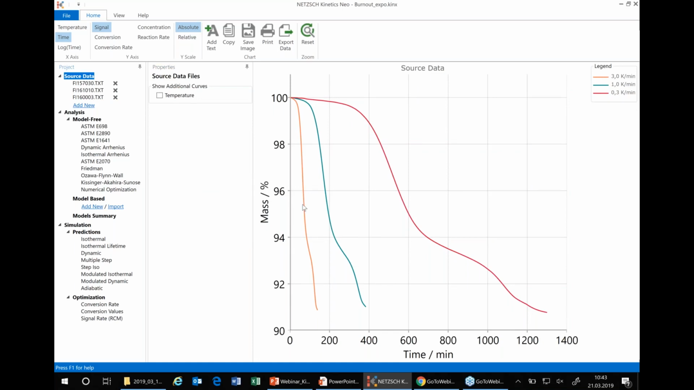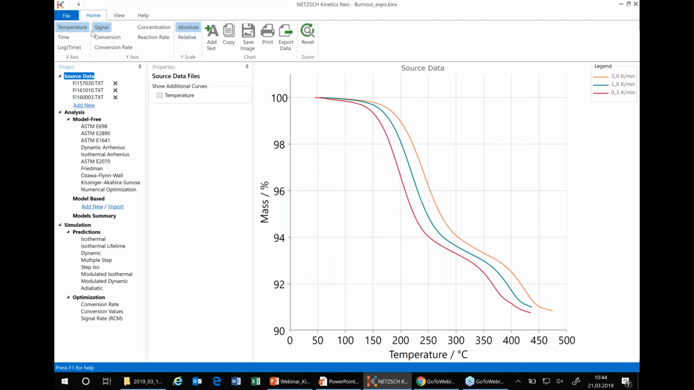Finally, we have 3 measurements, and these 3 measurements have decomposition or debinding with very different intensity depending on the heating rate. The first one is very fast, with very fast debinding. Second is green, slow heating, slow debinding, and the red is really very, very slow heating and very slow and less intensive debinding.